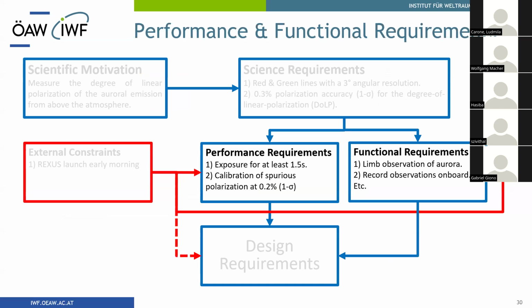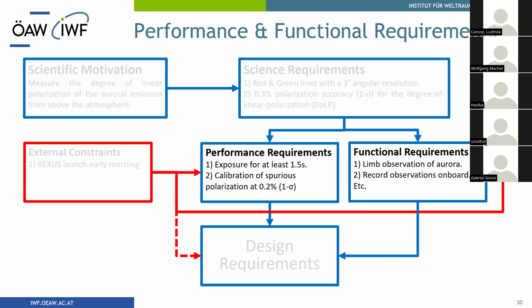We want to expose for at least 1.5 seconds. These are a bit older figures. I mean, they evolved since then, but it's still the rough idea. And we want to calibrate the spurious polarization below 0.3% because it will be part of the budget. We can also make some functional requirements, saying, for example, we want to record all the onboard data and so on.